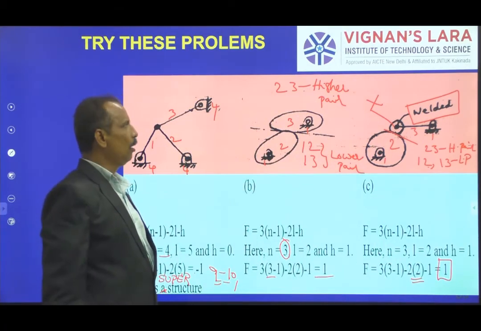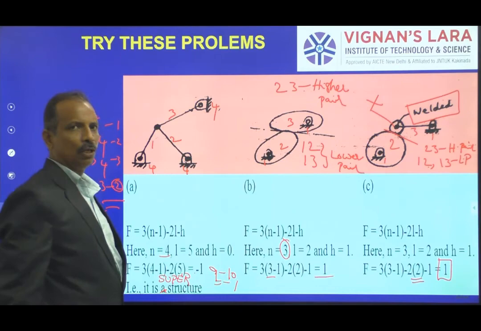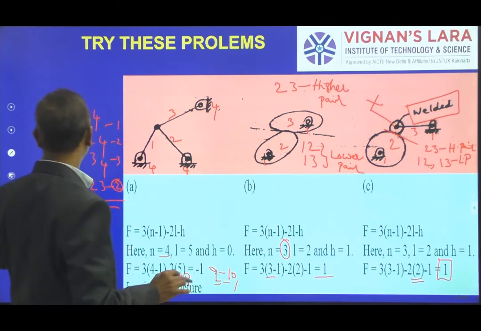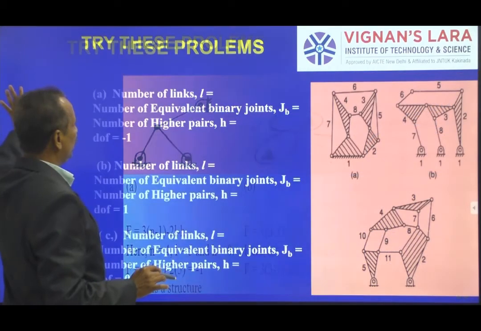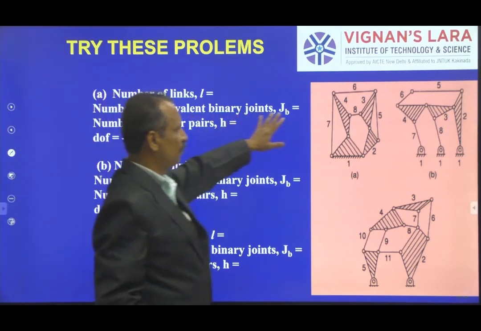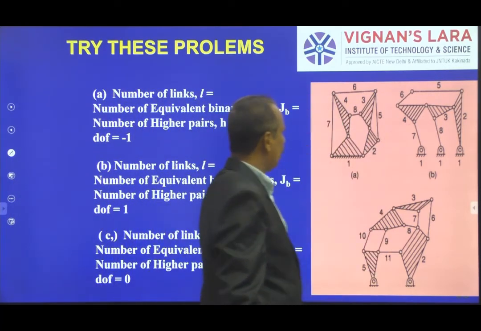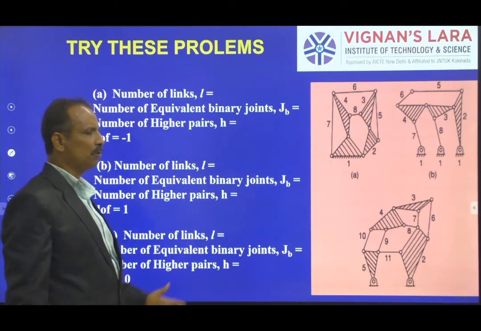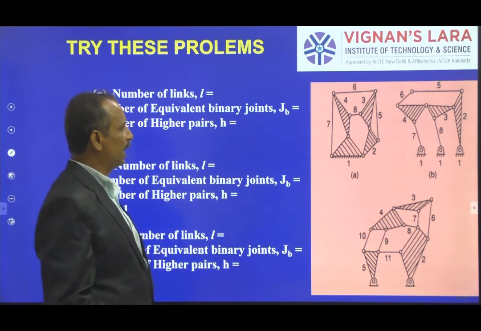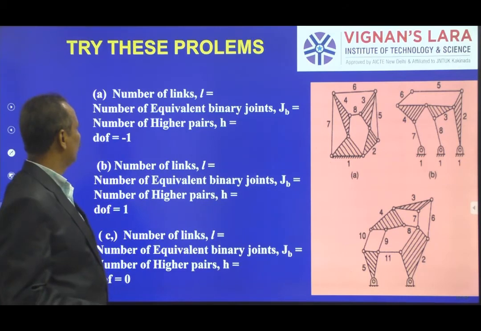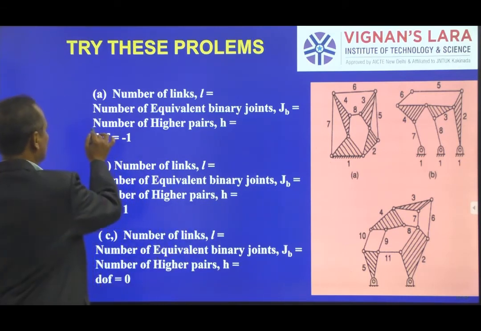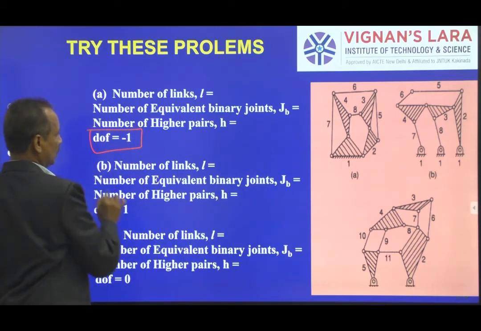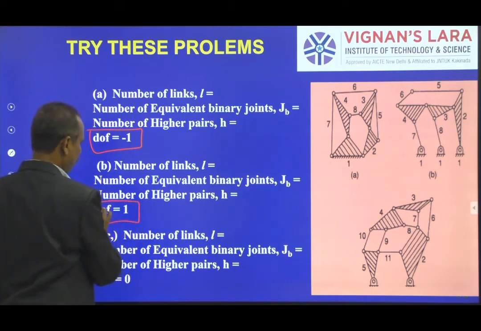Okay, so with this background you can try another set of problems which I have given for you in the exercise. So these are the 3 problems based upon the knowledge of what we have discussed in various problems like binary joints, ternary joints and everything. I have given the final answer. You arrive at this answer. Don't just simply copy.